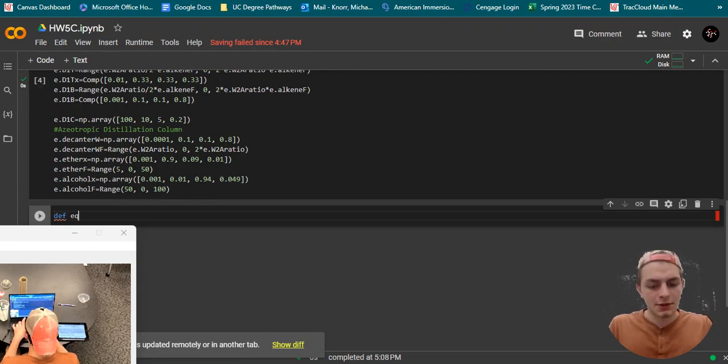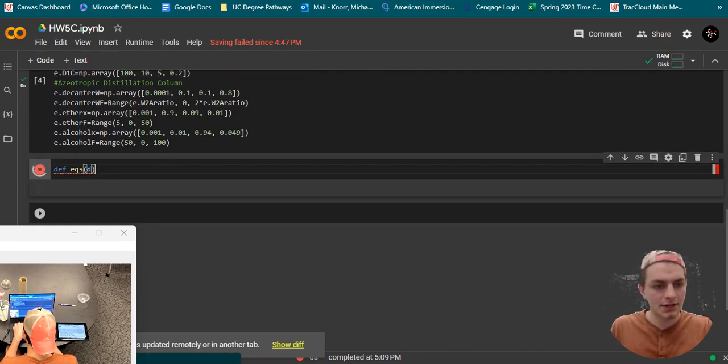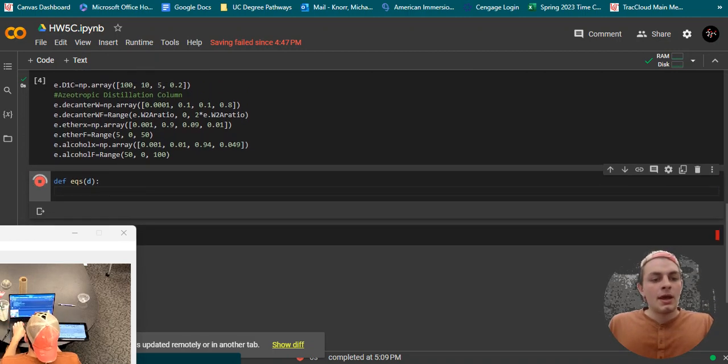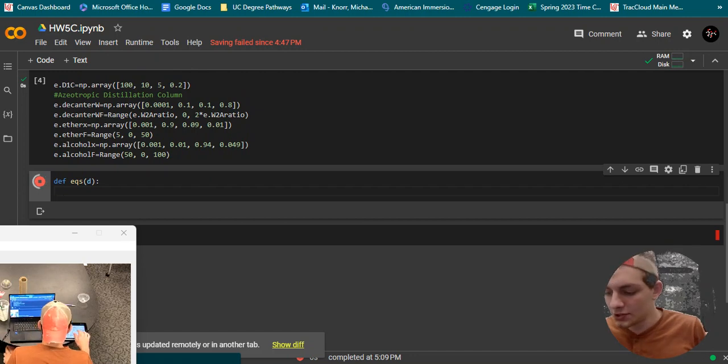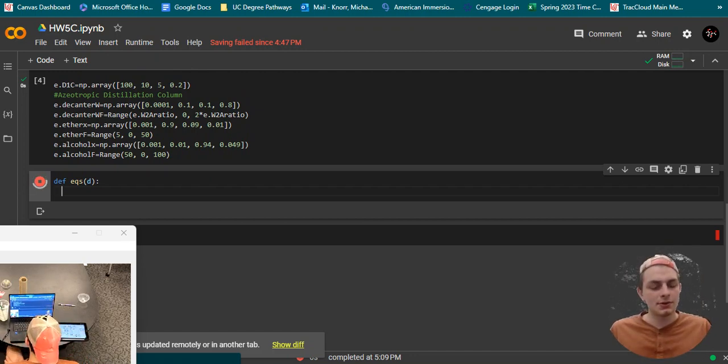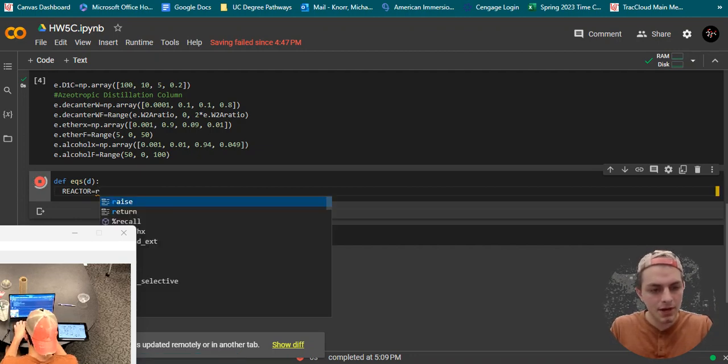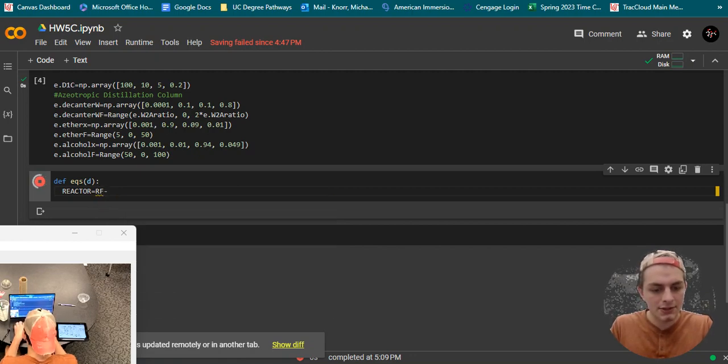So these equations here, and I'm going to input some dictionary. Don't run that. Okay. So I'm going to input some dictionary. And now we just need to write down all of the equations we came up with before. So let's start with the reactor. I'm just going to call this reactor in all caps, and that's going to be equal to reactor feed minus reaction minus reactor product.